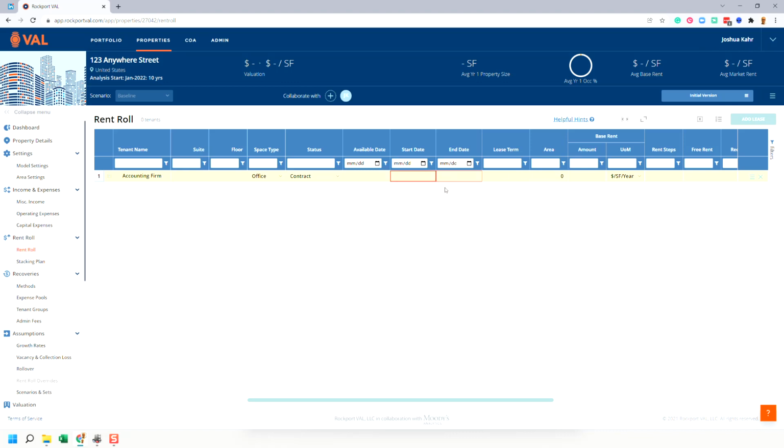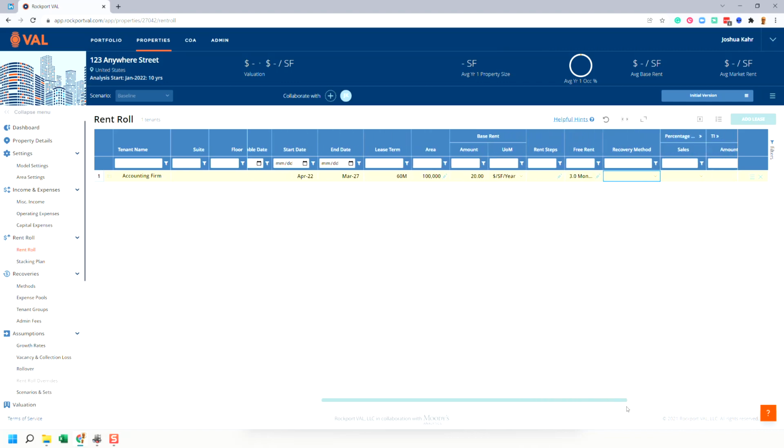Or let me put start date. 4/1/22. There you go. And I'll have it go for 60 months. The M for months. So we start, we end. I'll say it's 100,000 feet. I'll have the tenant pay 20 bucks a foot. I'll throw in a couple months of free rent, basically a period of time that you don't pay any rent if you sign a lease.